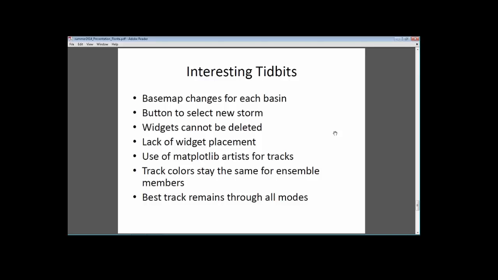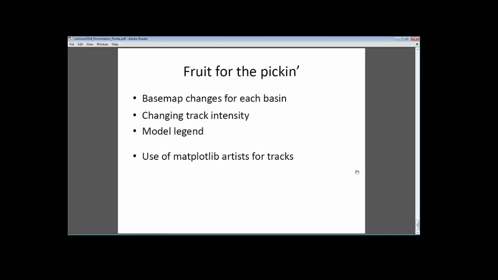And also, we used the artist from Matplotlib for tracks. We just changed the data for each track rather than redrawing each new track line, so it's a faster plotting method that Ryan helped me with a lot. Also, you probably didn't notice, but the track colors will stay the same in the multi-track for each model you choose. If you toggle back to a single track, then the ensemble members will have different colored lines. And then there's a best track that stays underneath, showing what the storm actually did.